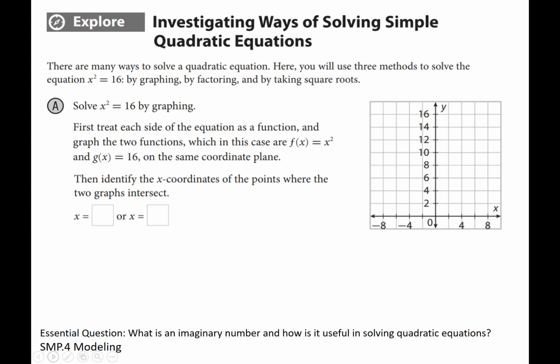So we're going to investigate ways of solving simple quadratic equations. They're going to show us 3 different methods here. We're going to kind of go through the steps that they go through here. There are many ways to solve a quadratic equation. Here we use 3 methods to solve the equation x squared equals 16 by graphing, factoring, and taking square roots. So first we're going to solve this by graphing.